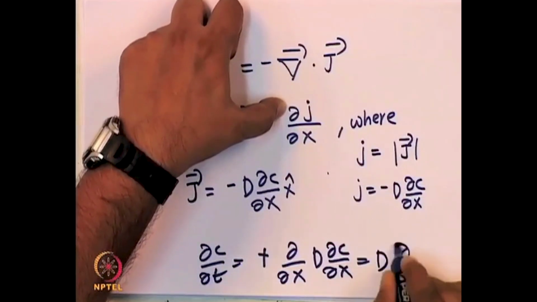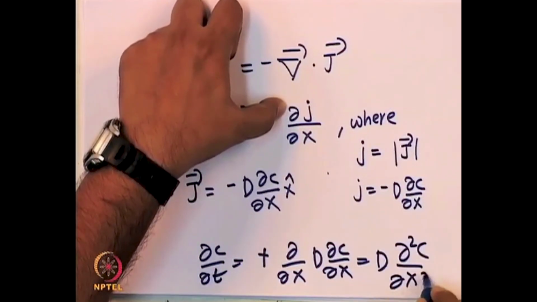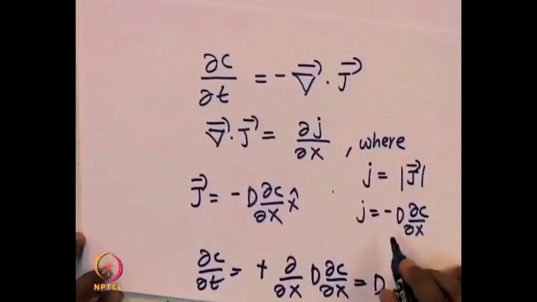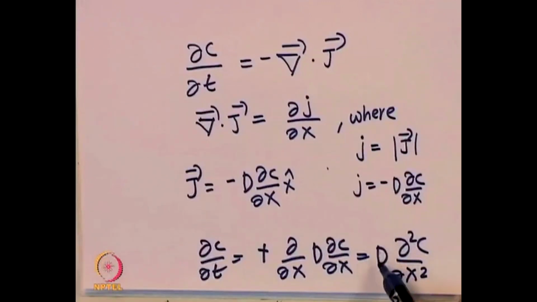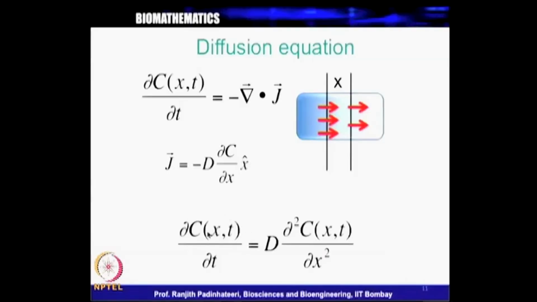So, this is d del square C by del x square, where d is a constant and this constant is called the diffusion constant. We will discuss later what the significance of this is, but this is a constant that depends on the property of the medium that things are flowing in. It depends on the temperature, it depends on the viscosity and so on. So, we will see what d is later, but this immediately gives you this particular diffusion equation. Del C by del t is d del square C by del x square.